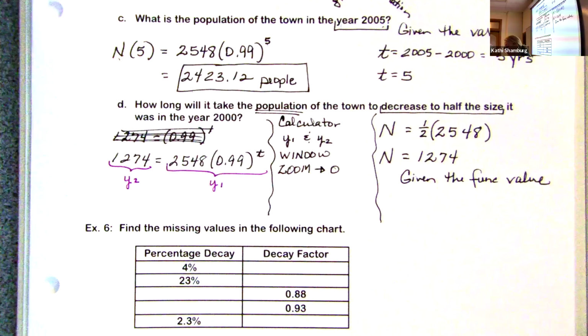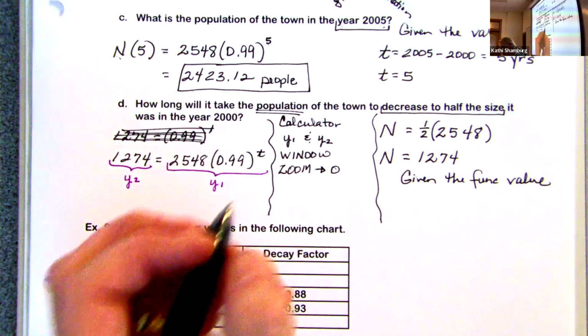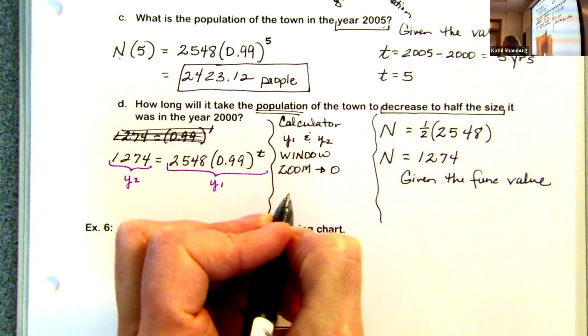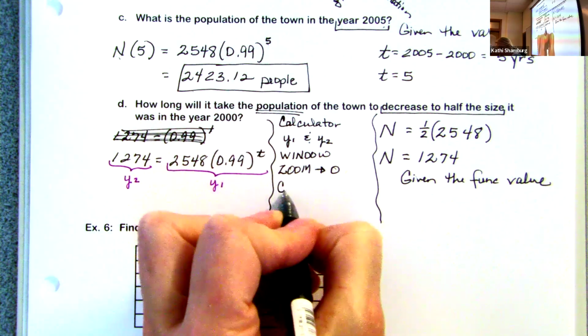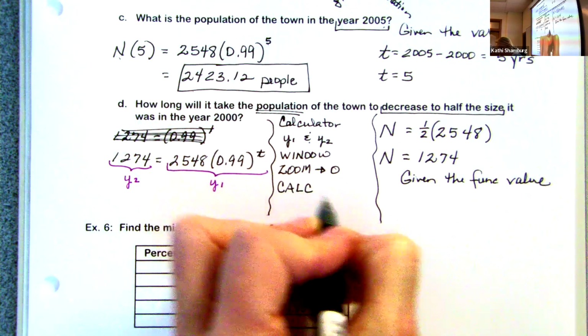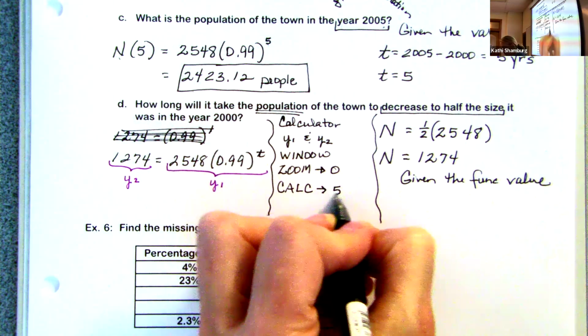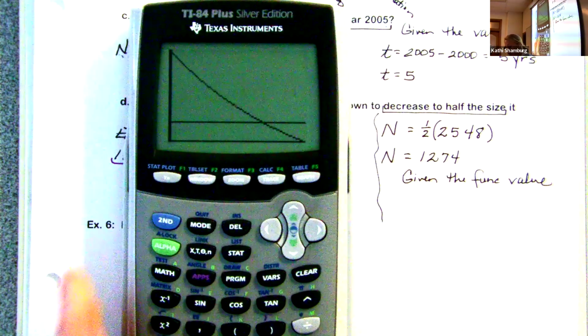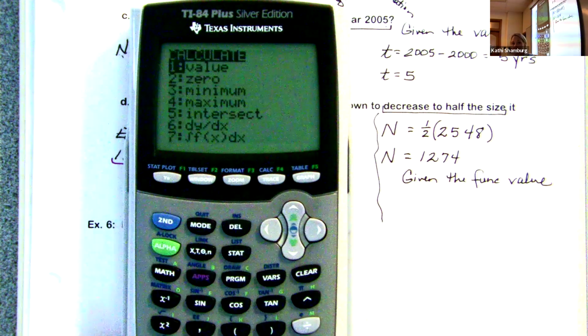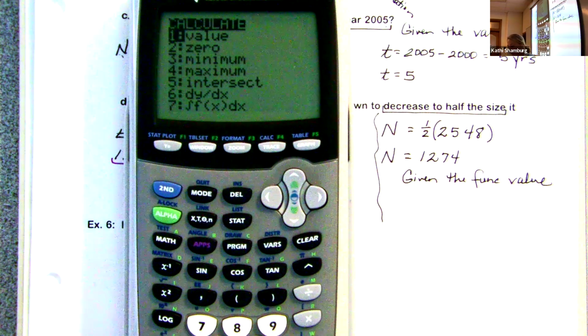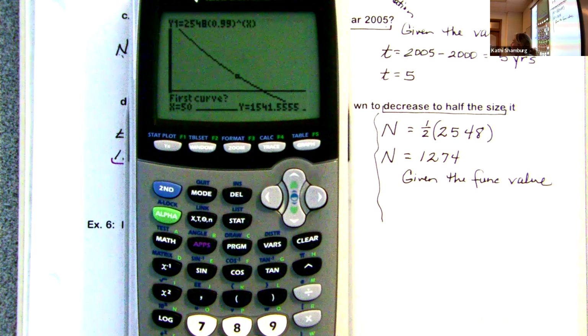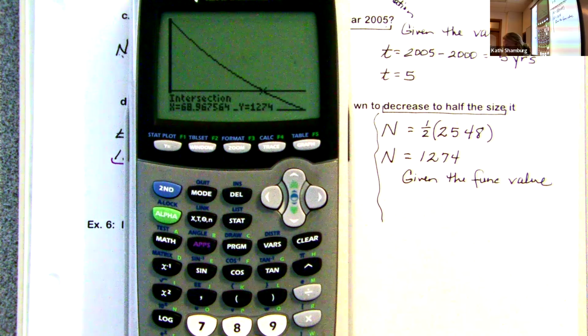Does anybody remember what we go to next? It's second trace, which is calc. And what number? So second trace, which technically is calc, and then it is 5 where they intersect. And then this is where we hit enter, because it's first curve, enter, second curve, enter, guess, enter, and then we get the intersection.